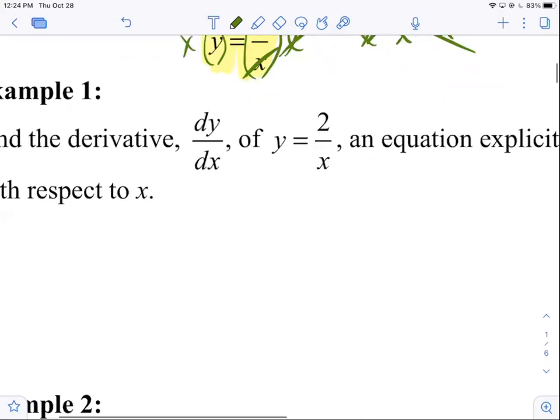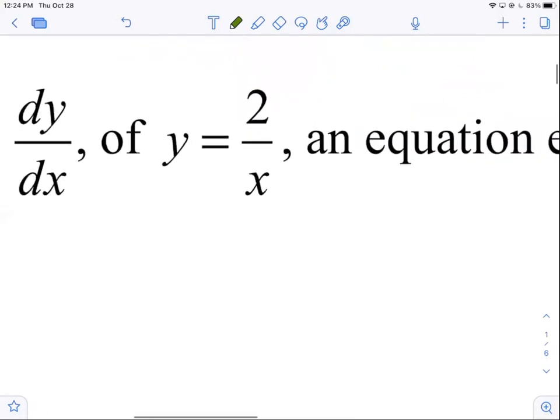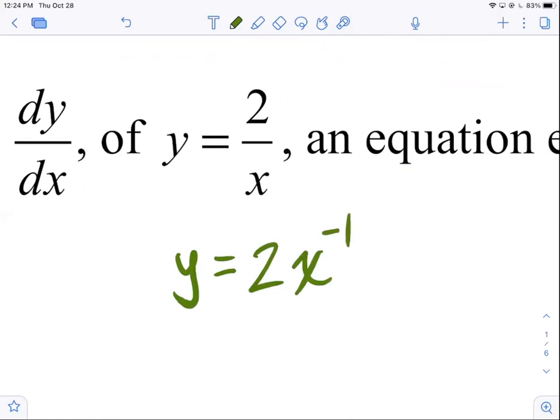Find the derivative with respect to x. Okay, so here it is, y equals 2 over x. What's our first step here? No, bring the x to the top, right? 2 times x to the negative first.